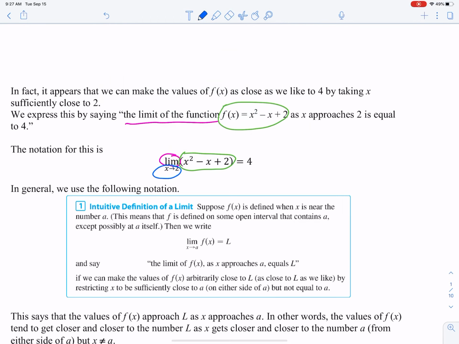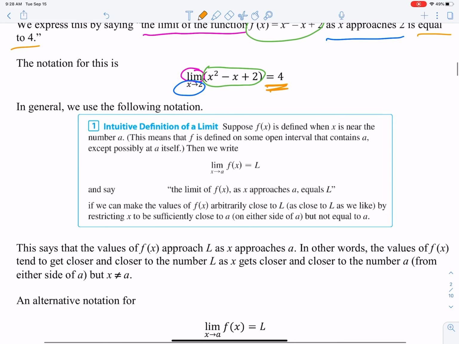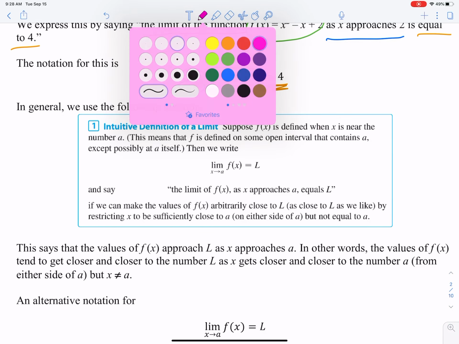As x approaches 2, the function equals 4. Okay? The limit as x approaches 2 of that function equals 4. That's how we say that. Okay, get used to that statement and that notation.